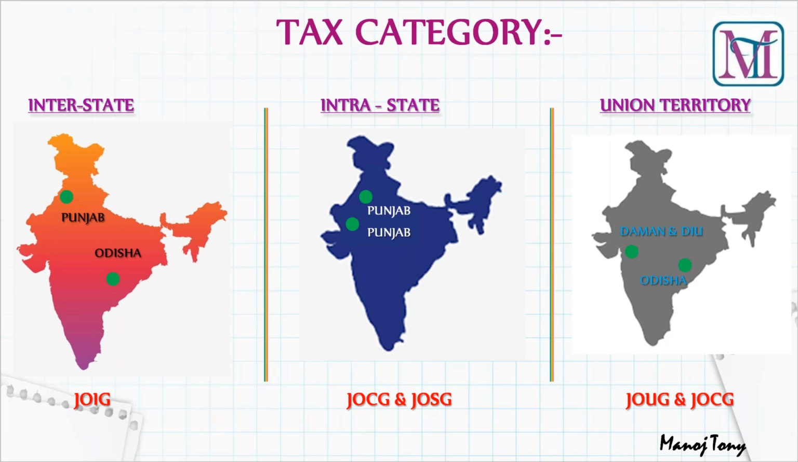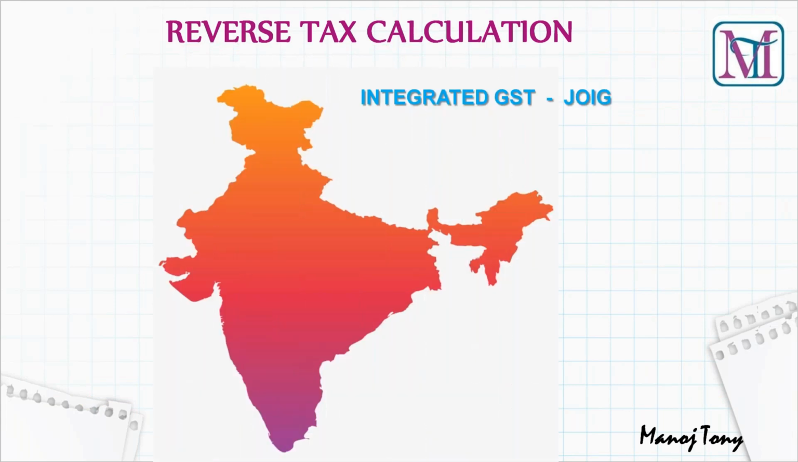condition type. So what is the purpose of this slide? If we have more than one sales tax in the sales order, then we have to go for a different configuration. If you have one sales tax condition type in the sales order, then a different configuration. If it is more than one, then a different configuration. In this session, I will cover integrated GST. Integrated GST means a sales transaction between two different states. So JOIG will come into the picture here. The sales tax condition type will be one.